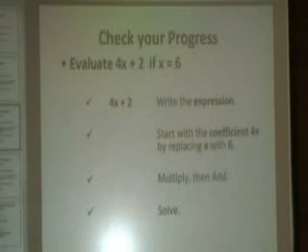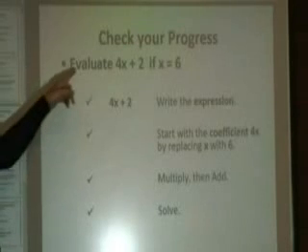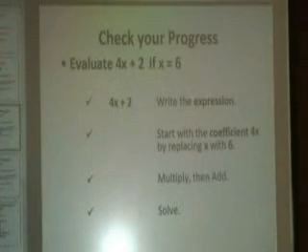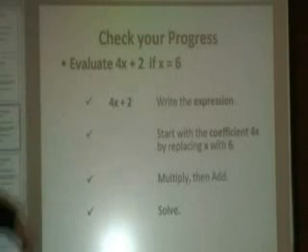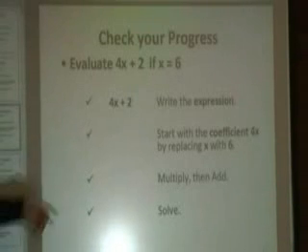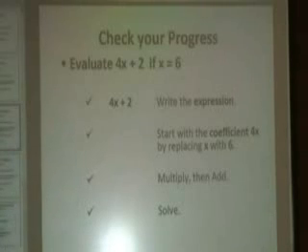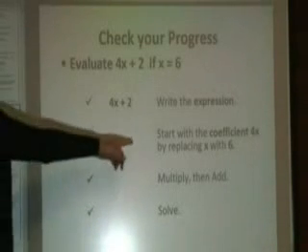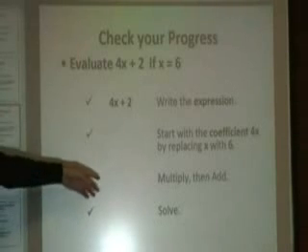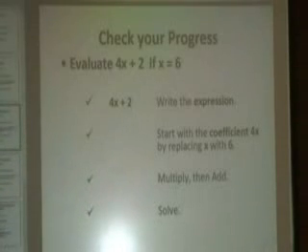Now let's take a minute so you can check your progress. I'd like you to try and evaluate 4x plus 2 if x equals 6. So you start with writing the expression. I've listed the steps out on the side. Consider the coefficient first. Replace your variable x with the number 6. And then the third step, multiply and add, and lastly solve.